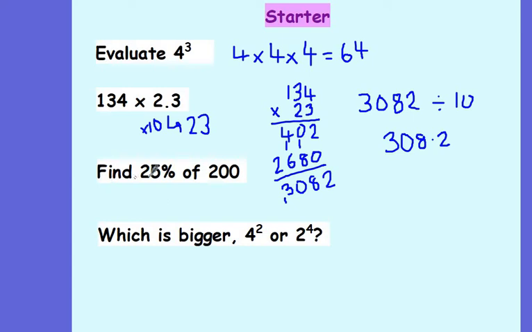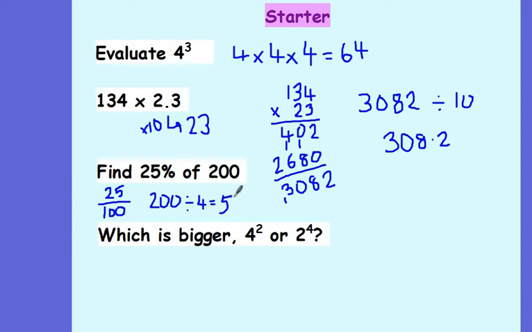My next question, I asked you to find 25% of 200. Now 25 is a quarter of 100. We know percent means out of 100. So 25% is 25 out of the 100%. We need to divide 200 by 4, which will give me 50.